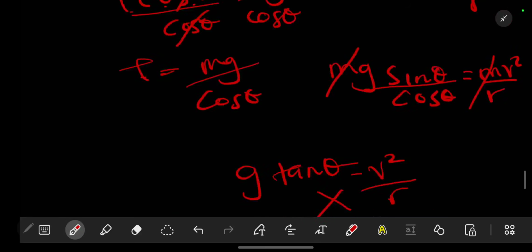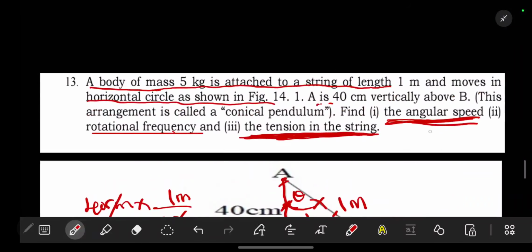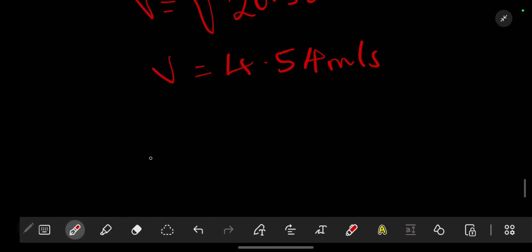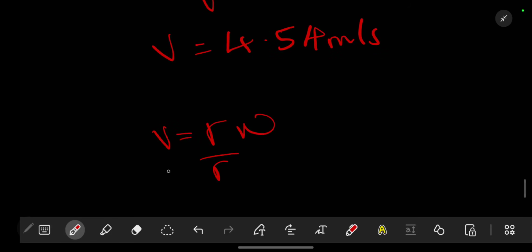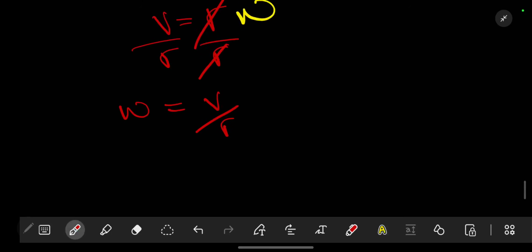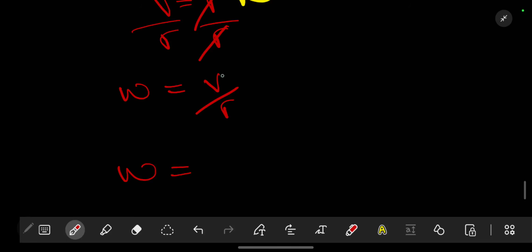So with this speed now, they wanted the angular speed. So you can now use this speed to find the angular speed. The speed is connected to the angular speed by the formula v equals r times omega. So you divide by r, and the angular speed is equal to velocity over r. So your velocity has been found to be 4.54 over what is the radius.